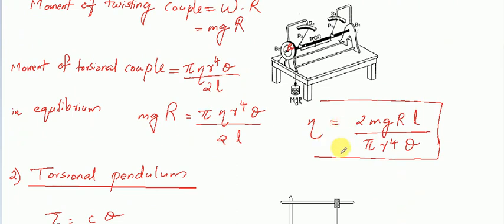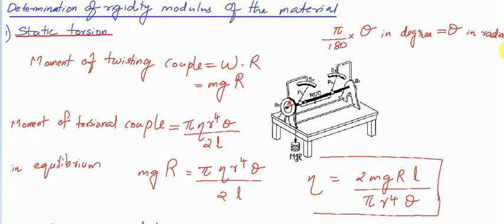Solving this, we get the expression eta equal to 2 mgRL by pi r to the power 4 theta. How do we get the value of theta? The value of theta we can directly read from a pointer attached to a scale. You can see the pointer attached to the rod and there's a scale. So we'll get the angle in degrees.